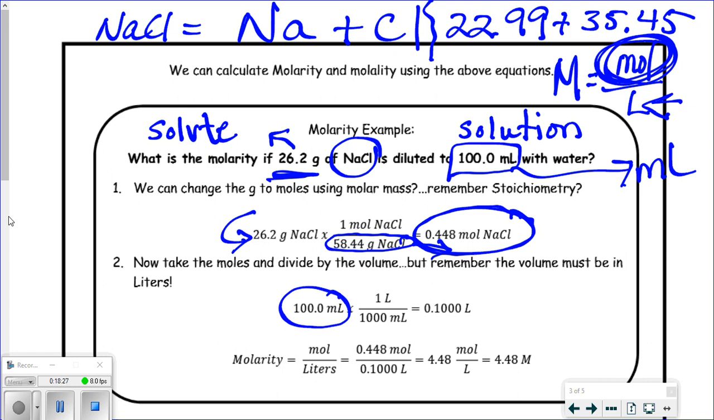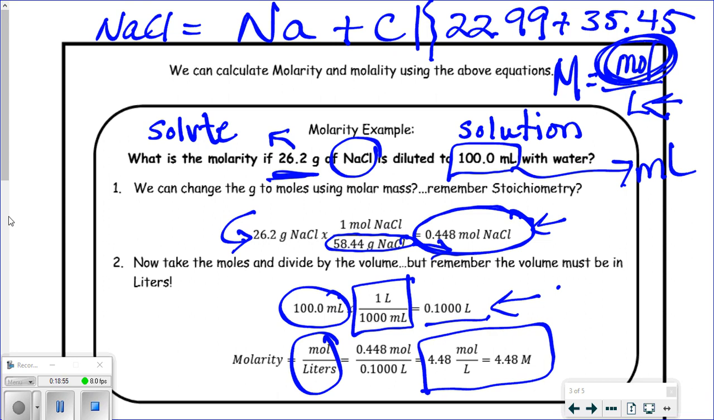And I need to do that conversion. Remember, this is our conversion from milliliter to liter. And I get 0.1 liters. Now, you're going to notice here I'm doing sig figs. Okay, don't forget your sig figs. Once I get the mole and once I get the liter, all I do is plug in to the mole divided by the liter. Okay, so if you have your calculator, and you did this, you would get 4.48 mole over liter. Now that mole over liter, I can replace with a capital M.